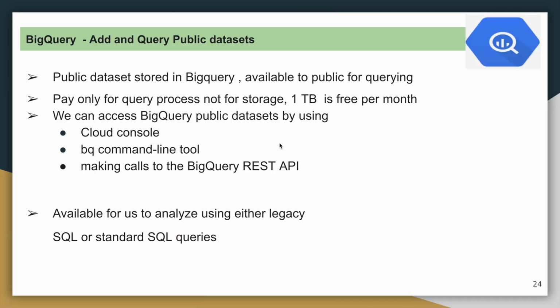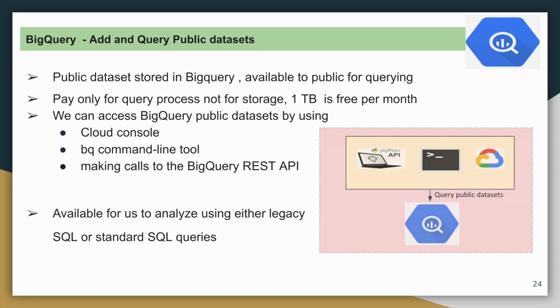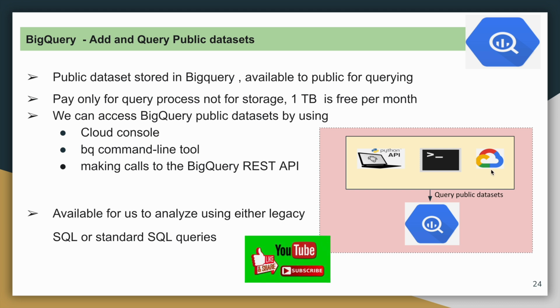So, first of all we will try to understand what a public data set is. A public data set is stored in BigQuery and is available for the public to query. As a user you do not have to pay for the storage, BigQuery will take care of that. You will be paying only for the query processing whenever you query a public data set. You can query public data sets using different options, like the console, the command line tool, and also Python API client libraries.